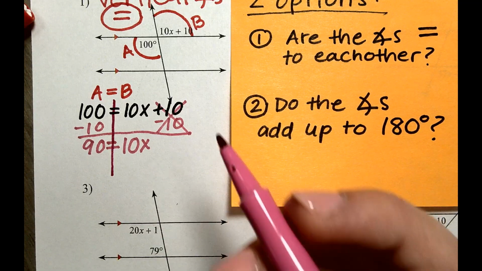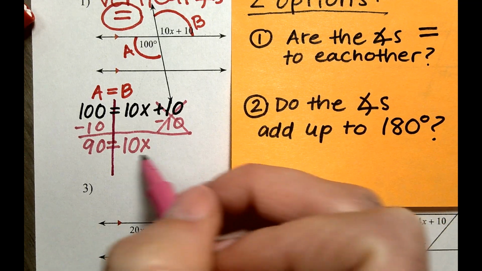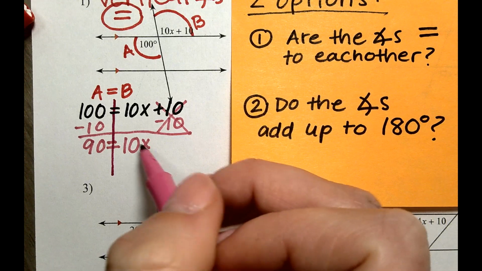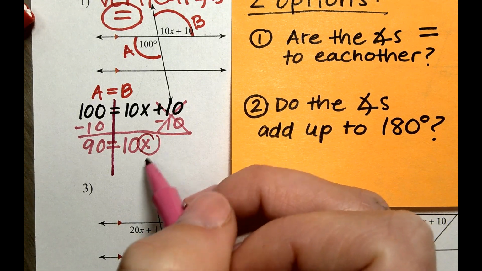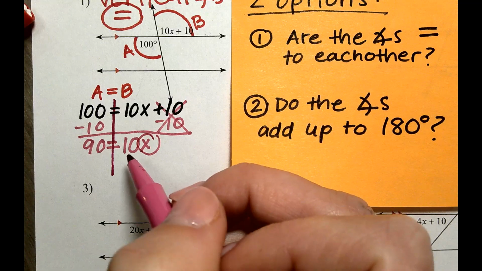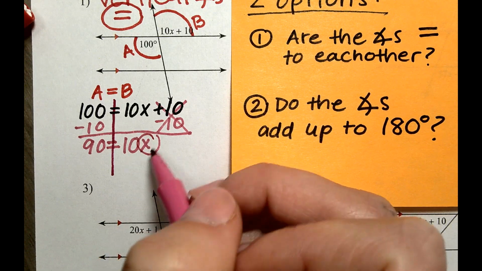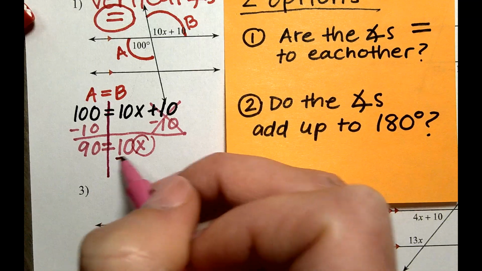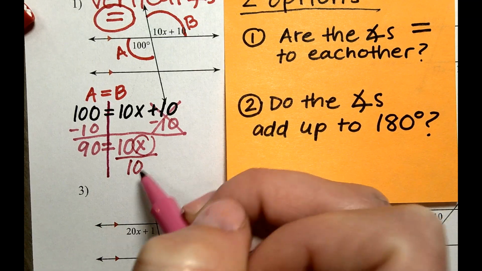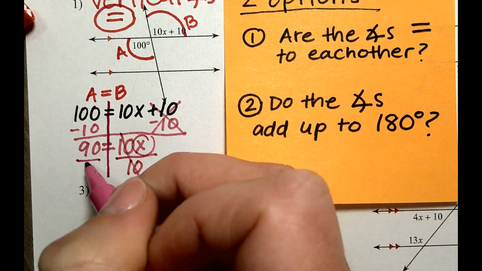Divide by 10. So we're trying to get rid of the things that are with x, because I want x to be all by itself. The only thing here with x is the 10. This is 10 times x, or x times 10. To get rid of multiplication, we divide. So divide by 10, divide by 10.